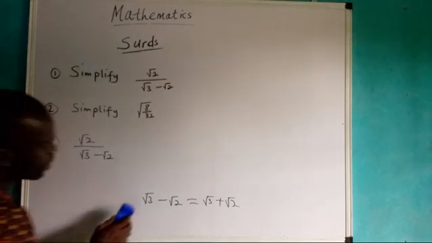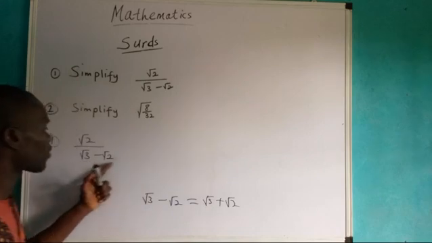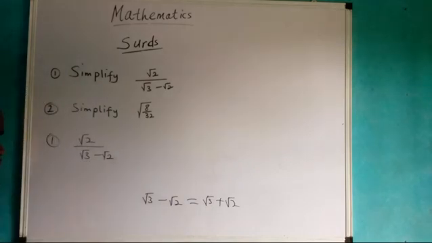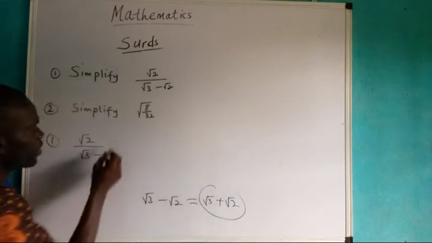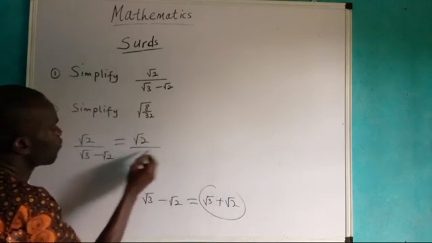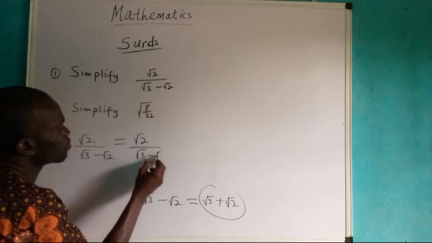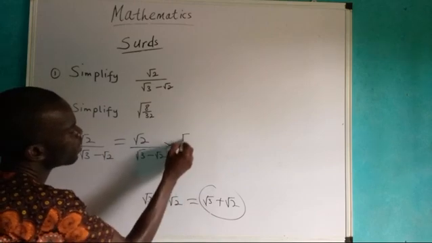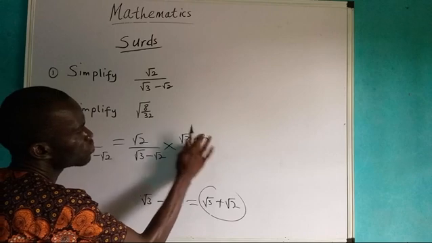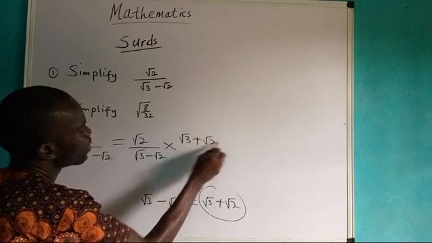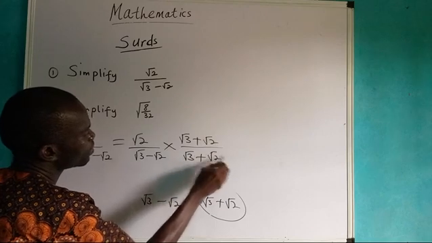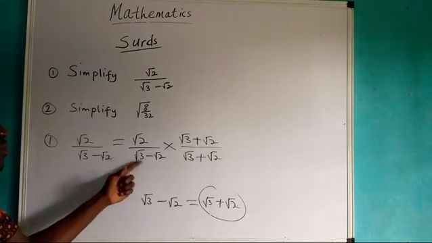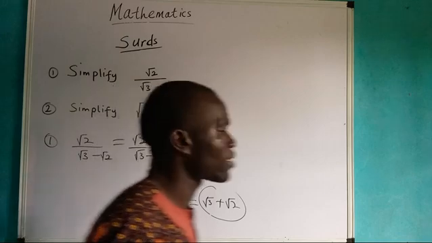Now for this one, the conjugate of root 3 minus root 2 is root 3 plus root 2. Therefore, we simply use this conjugate to rationalize this. It becomes root 2 all over root 3 minus root 2, multiplied by the conjugate, root 3 plus root 2 all over root 3 plus root 2. This is the conjugate. We simply use the conjugate of this one to rationalize the fraction.